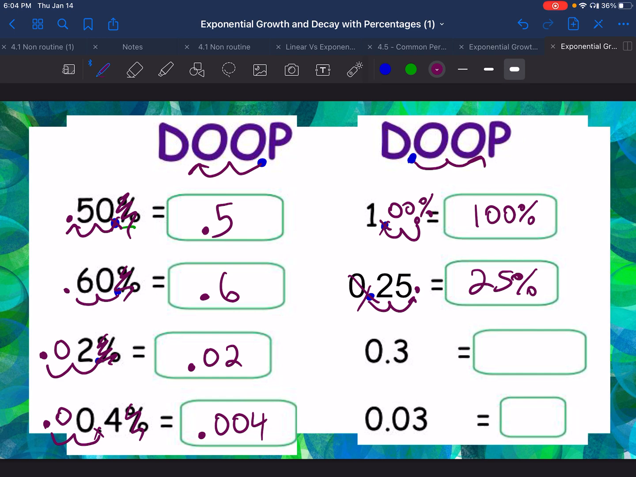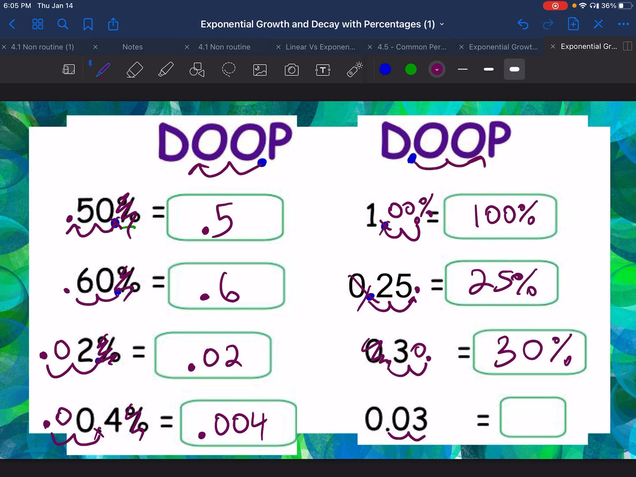What about 0.3? What's that going to be as a percent? I move my decimal point 2 places to the right, cross out the 0 and the decimal point. Now I'm going to get 30%. What about 0.03 as a percent?